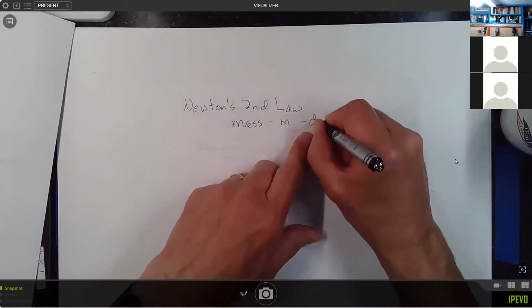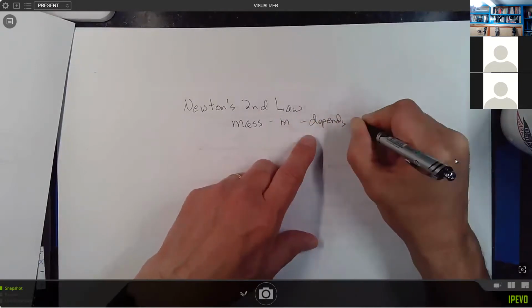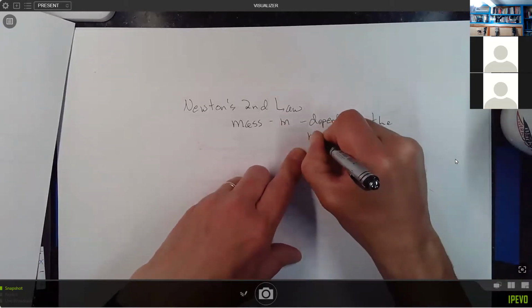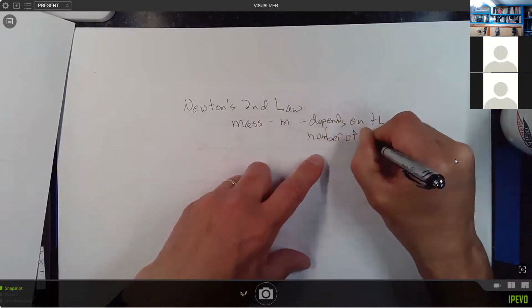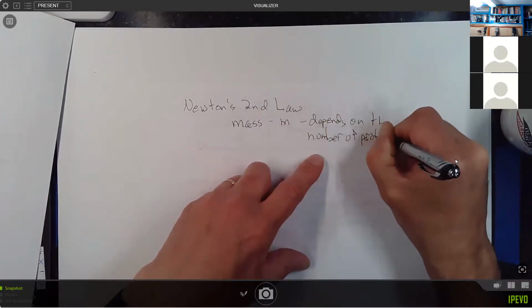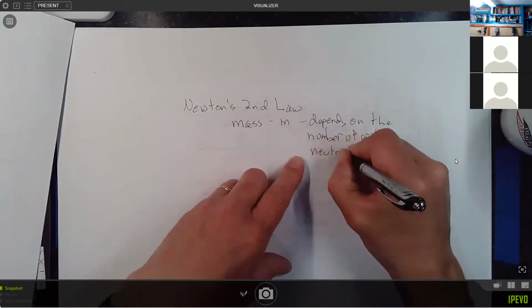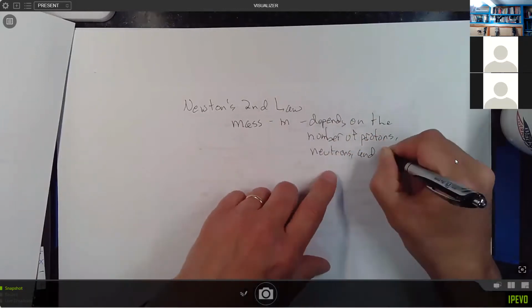And it depends, for the most part, on the number of protons, neutrons, almost entirely on those two, and electrons.